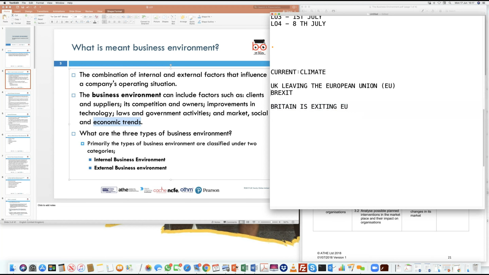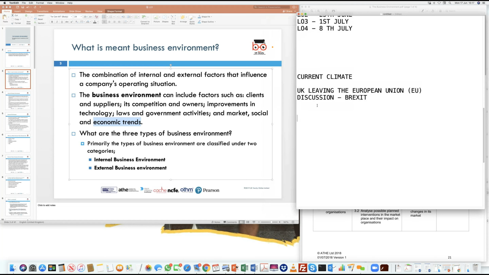A lot of discussions are happening on Brexit, which is not something UK businesses can control, because Brexit can happen only if the European Parliament and the UK Parliament mutually decide on the terms of leaving. When the terms are decided, then Britain can leave the European Union.